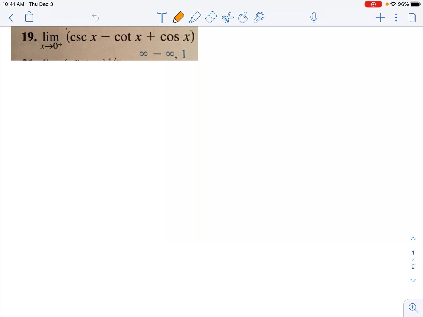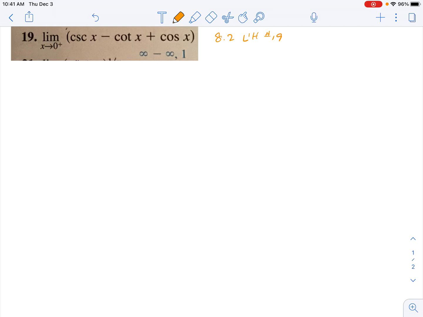All right, we're looking at 8.2, L'Hopital's rule, for number 19 in the homework. We're taking the limit as x goes to 0 from the right of the cosecant x minus the cotangent of x plus the cosine of x. So let's just plug it in and see what we get.